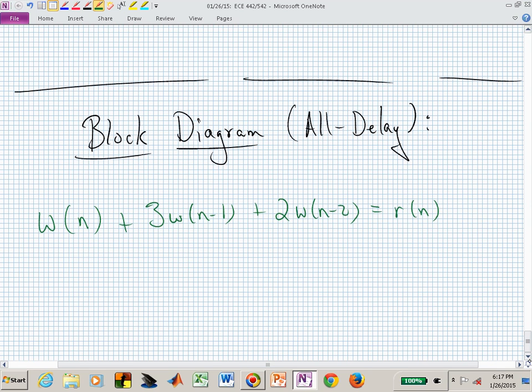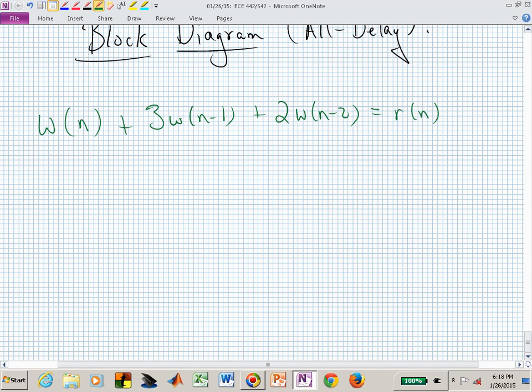And when you're playing along at home or later tonight, you can vary that difference equation. You're going to get tired of this 3 and 2 and 1 for your coefficients. But it doesn't really matter. It hopefully is clear what we're doing. Let's now build an all delay block diagram associated with this difference equation.